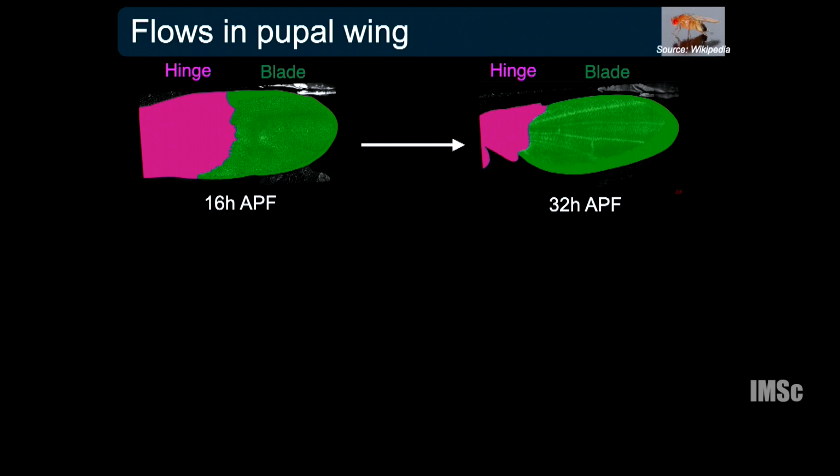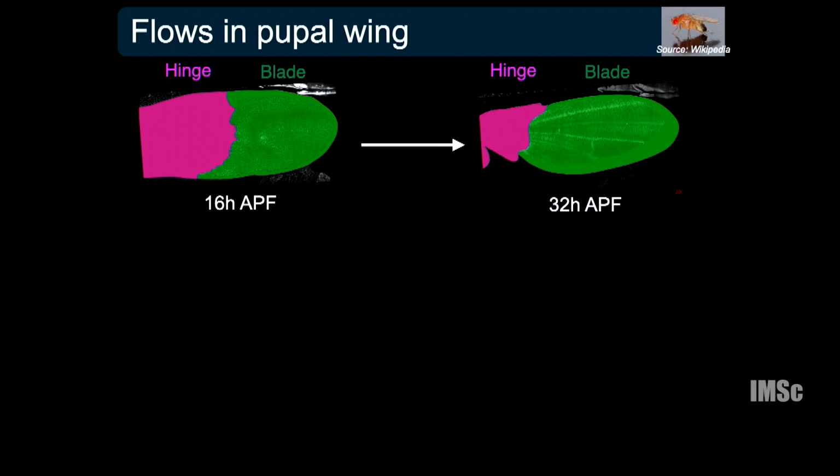Let me quickly give you some overview of this piece of tissue. This is an epithelial tissue. It is like a two-dimensional tissue. It's a single cell layer. Actually, it's a bilayer, but you only look at the single layer. It has two tissue types. One is the hinge, which is attached to the body. Another is this distal part, which is the blade, colored with different colors. And they have different cell properties.